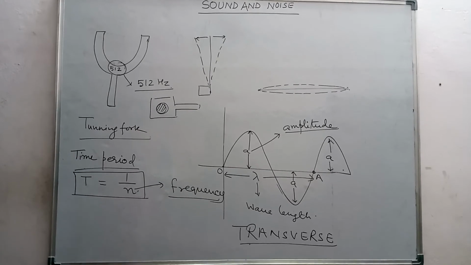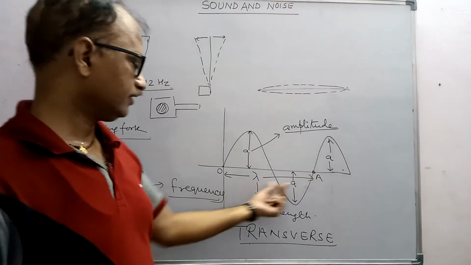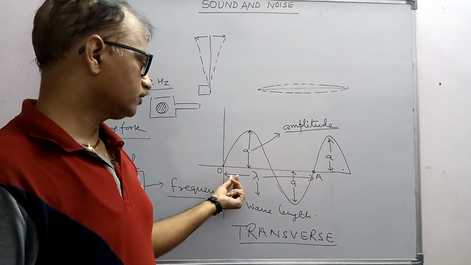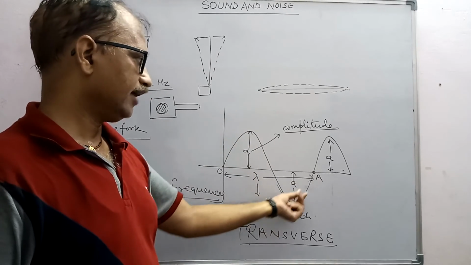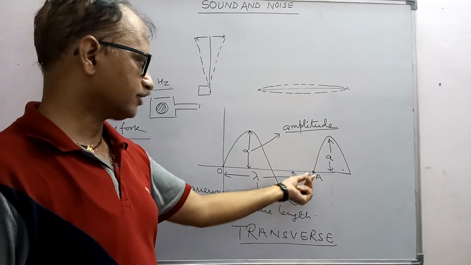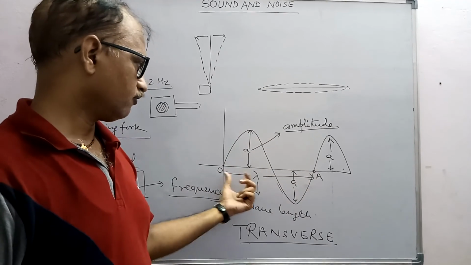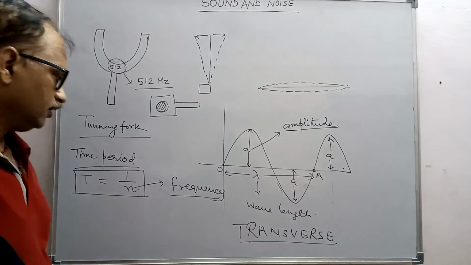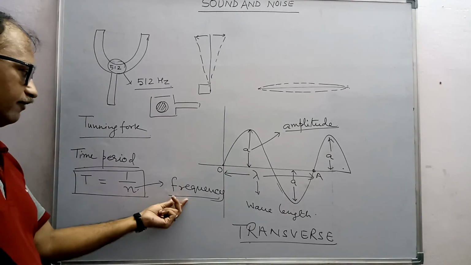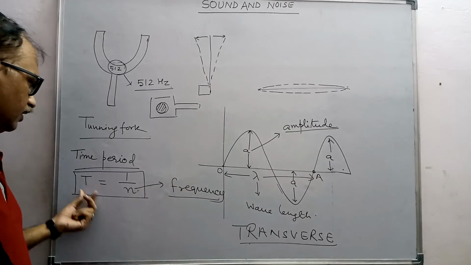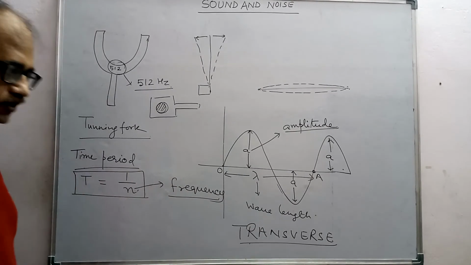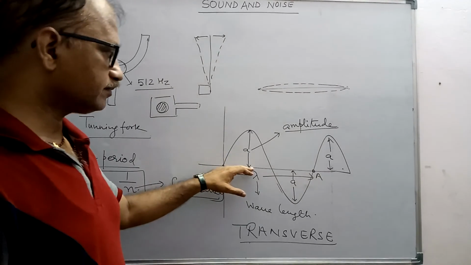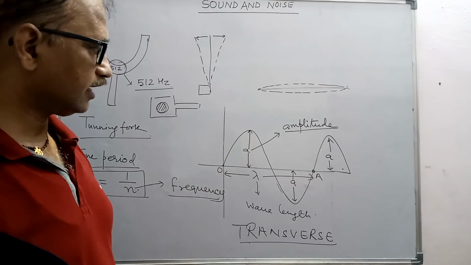So we have learnt about number 1, wavelength. The distance moved by the wave in one complete vibration or one complete oscillation from the mean position is called wavelength. The number of vibrations made by a wave in 1 second is called frequency. Time period is the time taken by vibration to make one oscillation. The maximum displacement of a wave about its mean position is called amplitude.